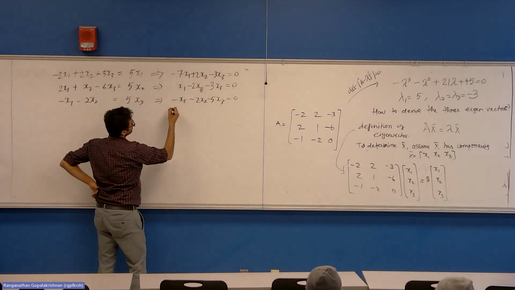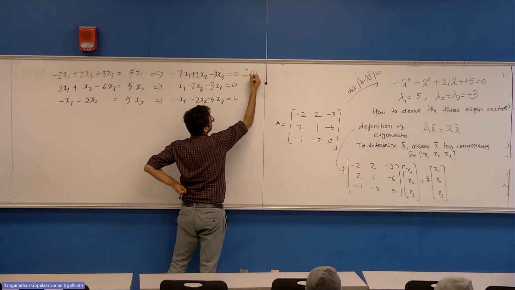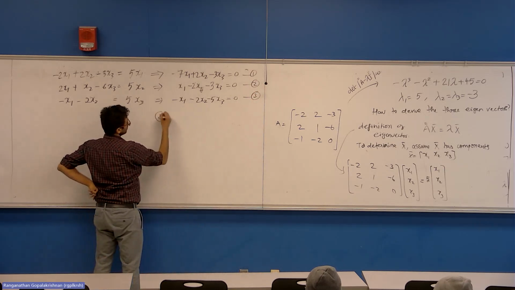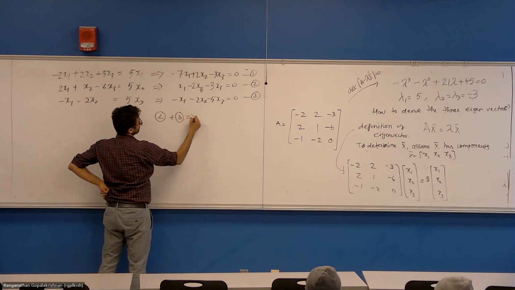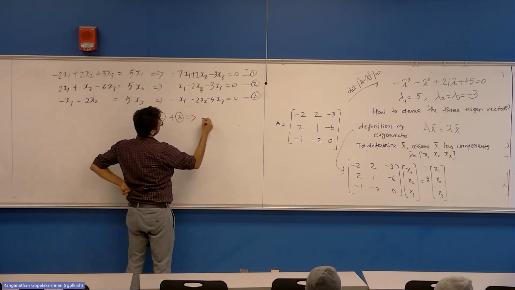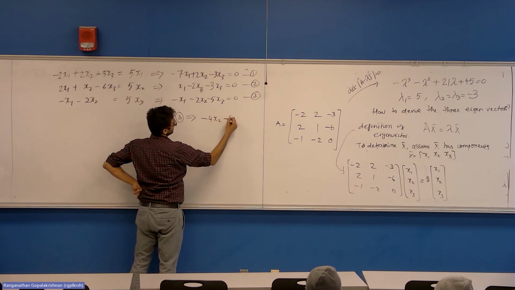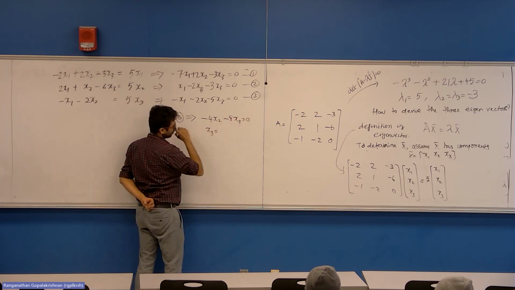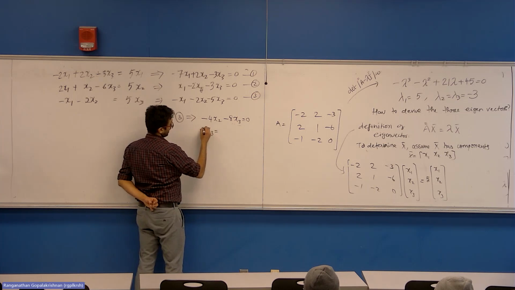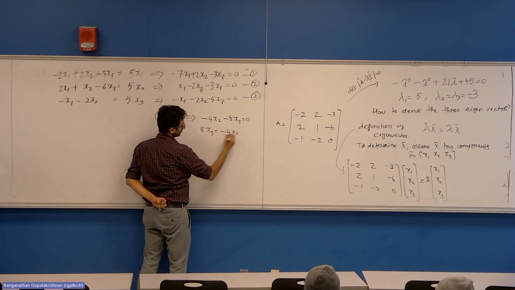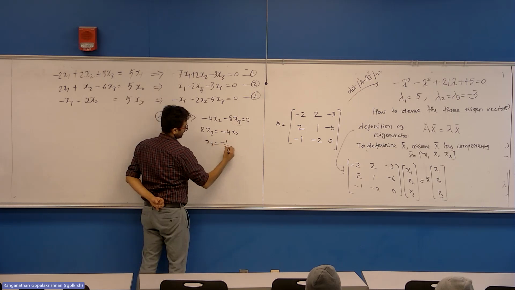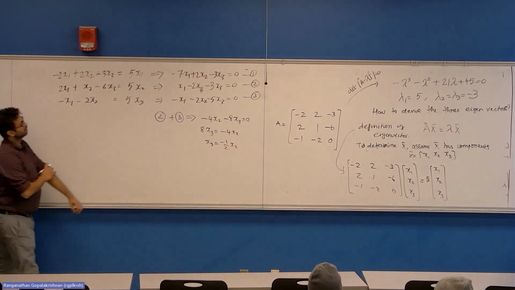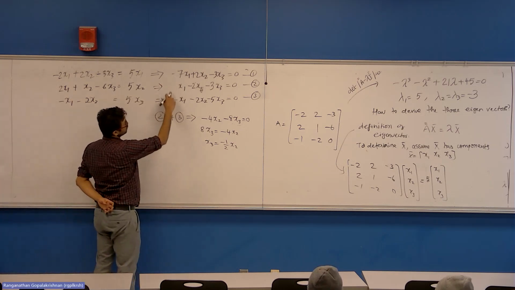Let's try one thing. Suppose you label this 1, 2, 3. What happens if you take 2 and add it with 3? You get minus 4x2 minus 8x3 equal to 0, or you can write 8x3 equal to minus 4x2, or x3 equals minus 1/2 x2. Okay, we have already used equation 2 and 3.